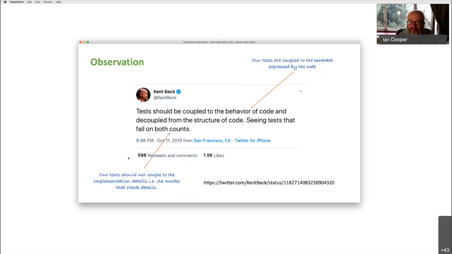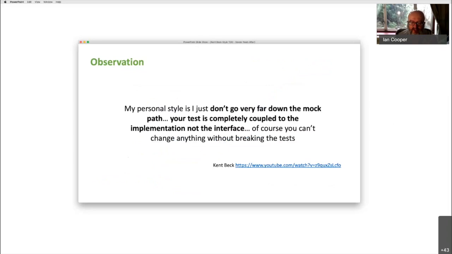And so Kent said this in a conversation that was facilitated by Martin Fowler between himself and DHH. After DHH said, I'm giving up on TDD, there was a kind of facilitated conversation. A lot of the conversation came around to this particular topic, that the problem was people had misunderstood what TDD was and were practicing unit testing and had gone into this whole world of mock-wired dependencies. And Kent said, I don't go very far down the mock path, right? Your test is completely coupled to the implementation, not the interface. Of course, you can't change anything without breaking the tests.